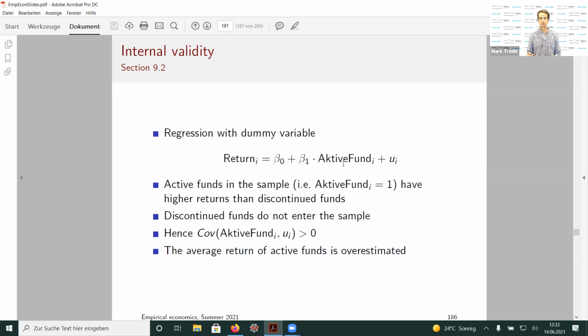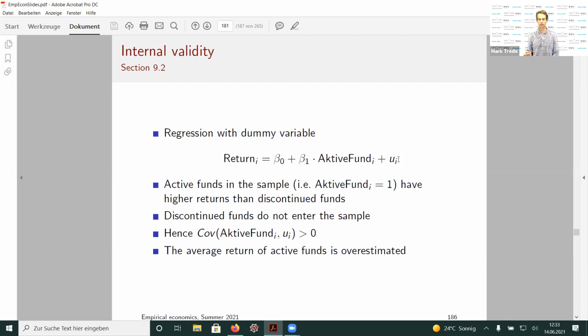So if you sample from a set of active funds today, you will only sample from a set of funds that actually survived. And why did they survive? Well, because they performed better than the poor ones. So the return of the survivors is higher than the return of the non-survivors. And therefore, the sample selection is related to the endogenous variable. And the active funds that actually did survive are likely to have a higher positive error term, disturbance term, U.